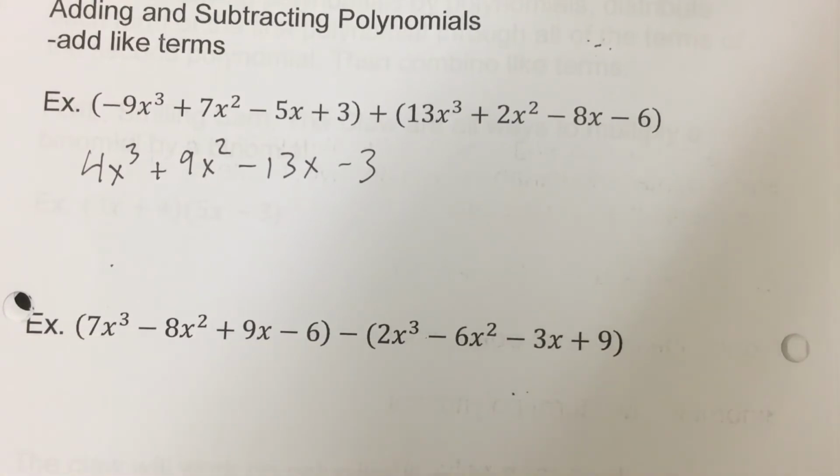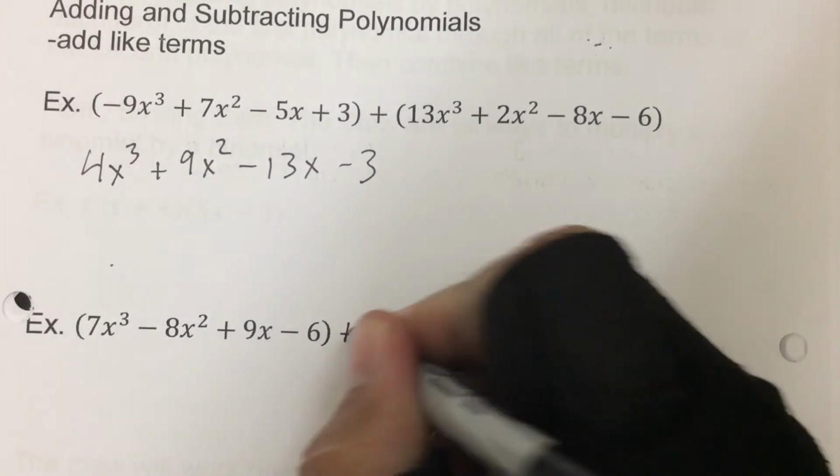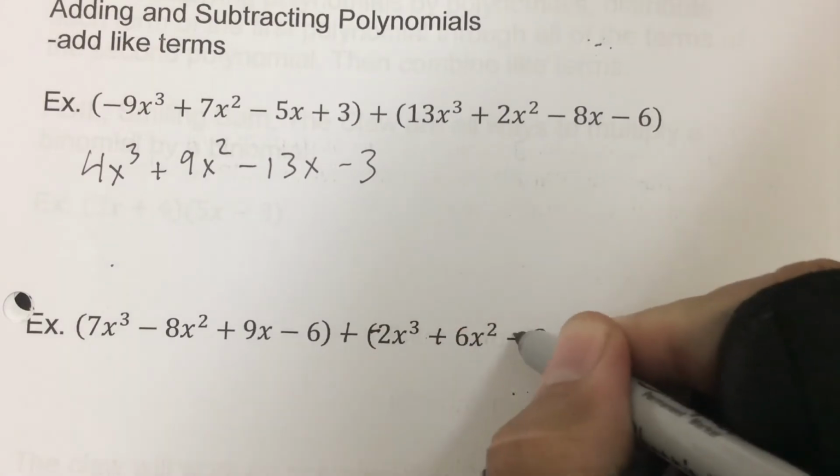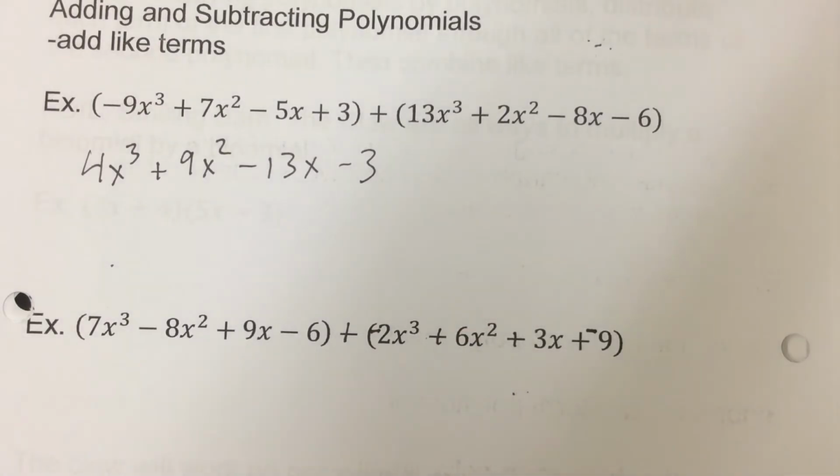Now, when we subtract, make sure you're subtracting this entire second one. So what I like to do is change this to a plus and then distribute that negative on through so that you know it's there and you don't forget about it. So then as we go through, now it's just like a plus equation.